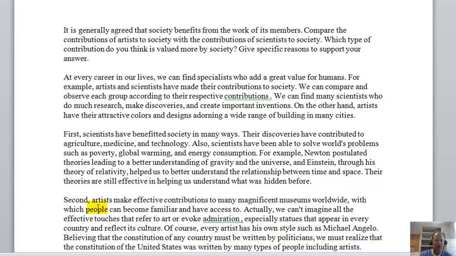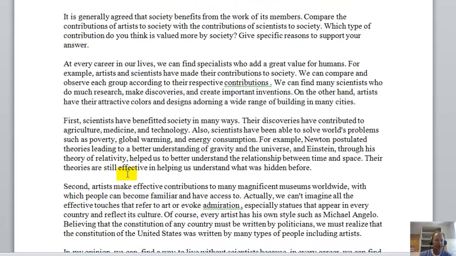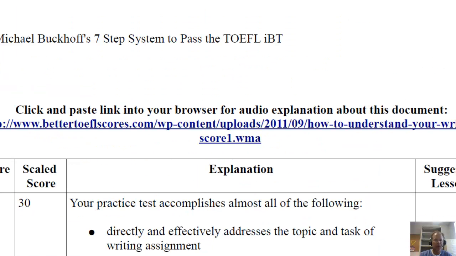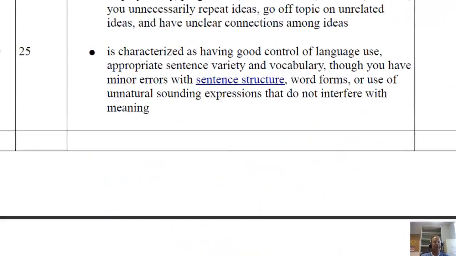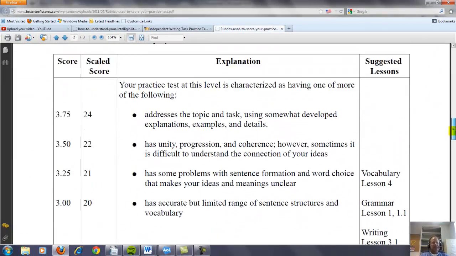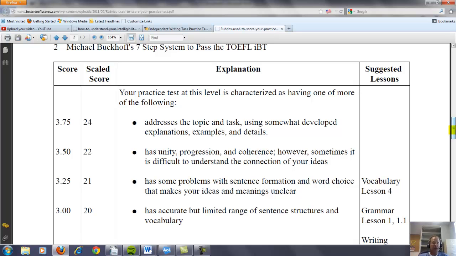So let's take a look at what you would get with this particular essay. Okay, let's go online. Take a look at the rubrics for the independent writing tasks. Interesting enough, it's going to be very close with this one. So it addresses the topic and task using somewhat developed explanations, examples, and details. Has unity, progression, and coherence. However, sometimes it is difficult to understand the connection of your ideas. Your essay has some problems with sentence formation and word choice that makes your ideas and meaning unclear, has accurate but limited range of sentence structures and vocabulary. So I think you fit in the three area here.